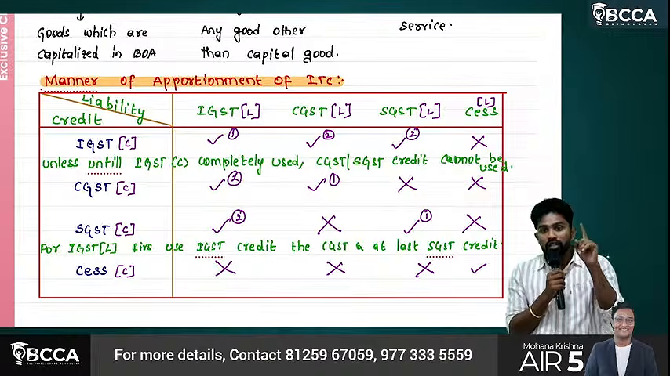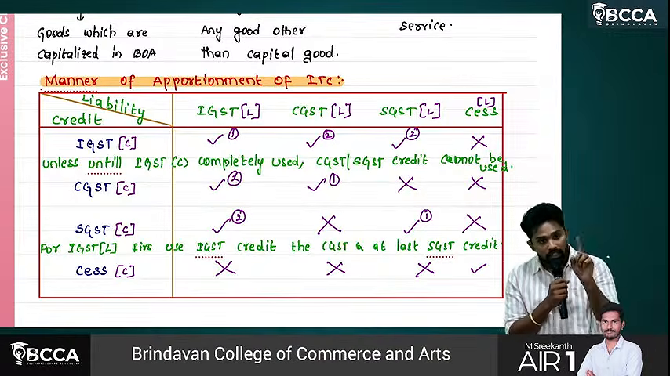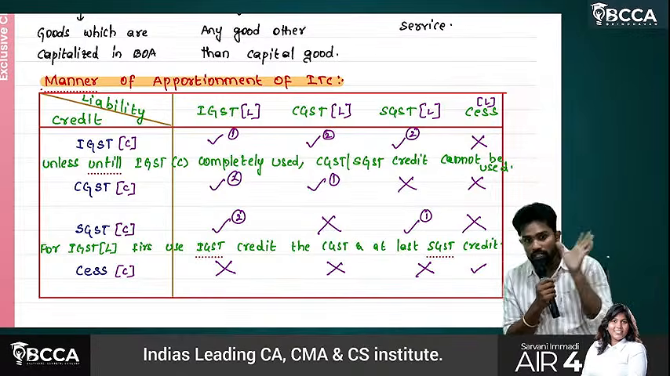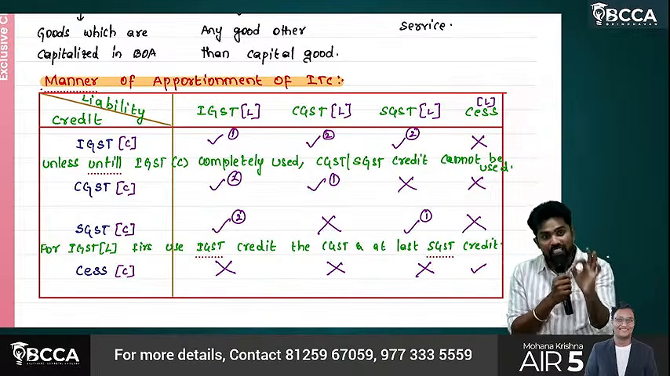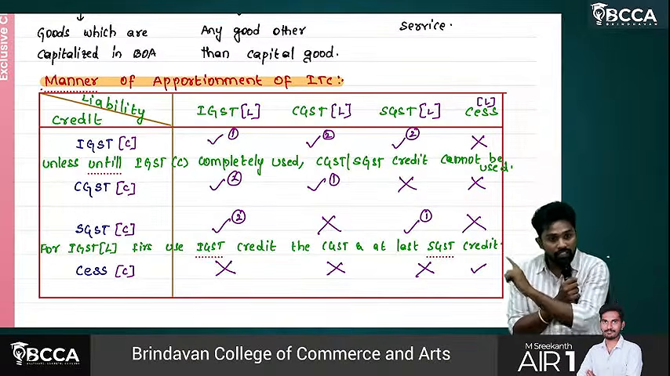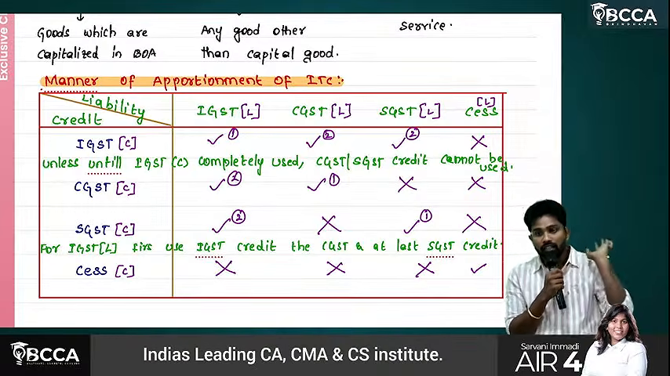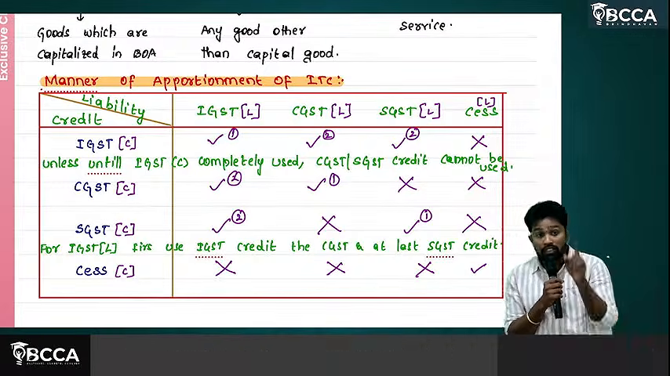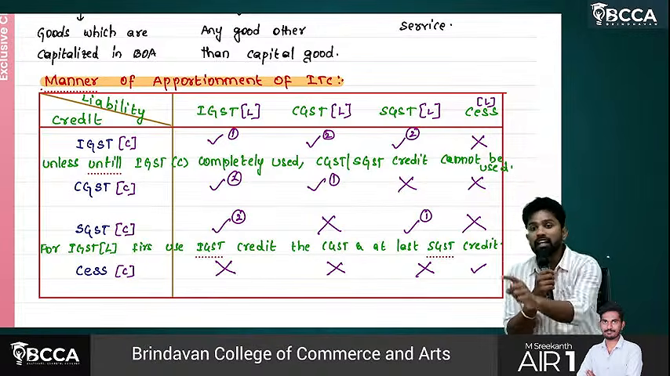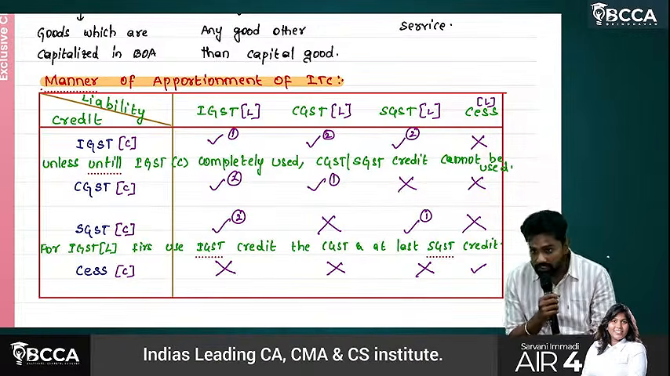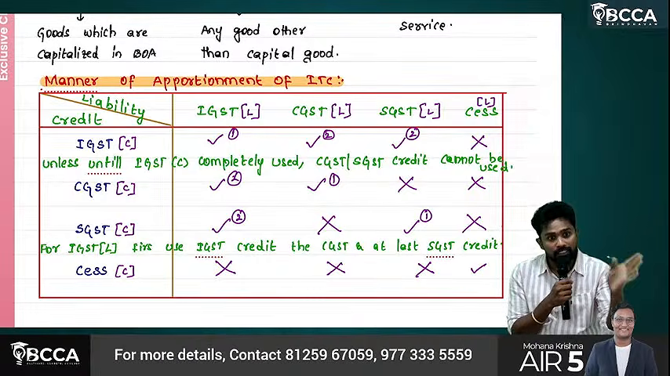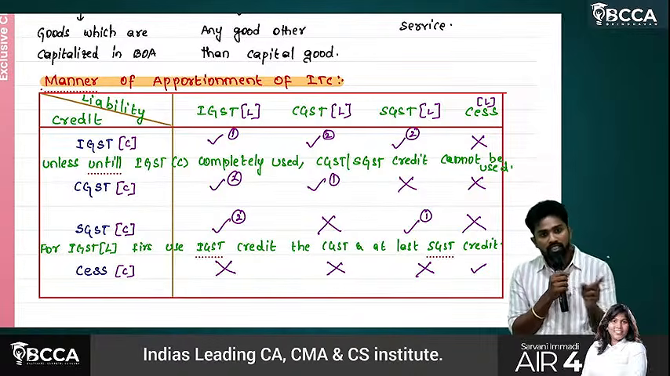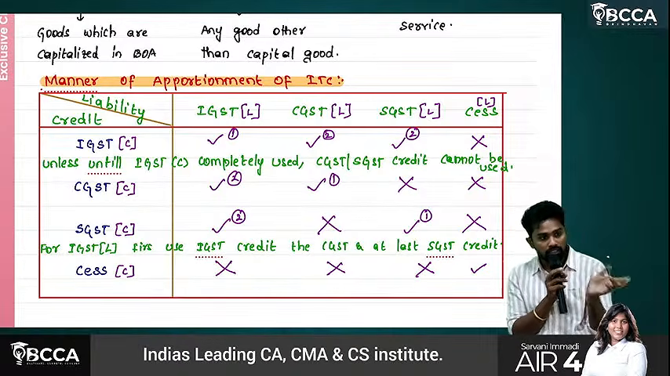First you should start with what? IGST credit. Has to be adjusted with what? IGST. Then with CGST or SGST in any ratio, in any proportion. Unless IGST credit is completely utilized, we cannot start using CGST credit or SGST credit. Then CGST credit has to be first used with CGST, then with IGST, but never with SGST. Same way, SGST first with SGST, then with IGST, never with CGST. Okay? So SGST and CGST cannot be adjusted with each other.